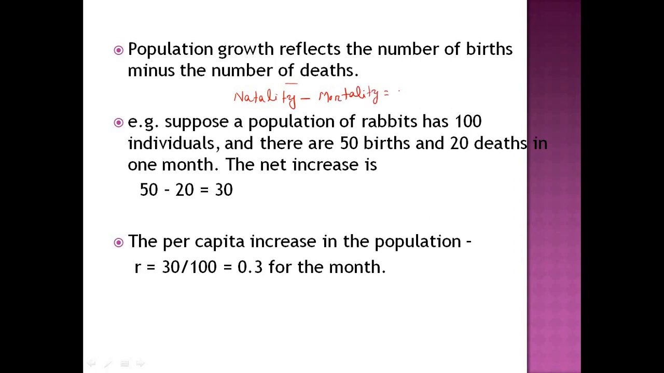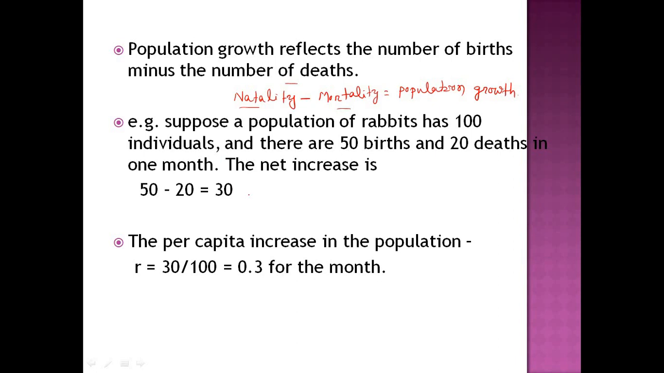Natality minus mortality is equal to population growth. It is because some of the population perishes away from the area. That's why the remaining population indicates the number of increase, added to the existing population.